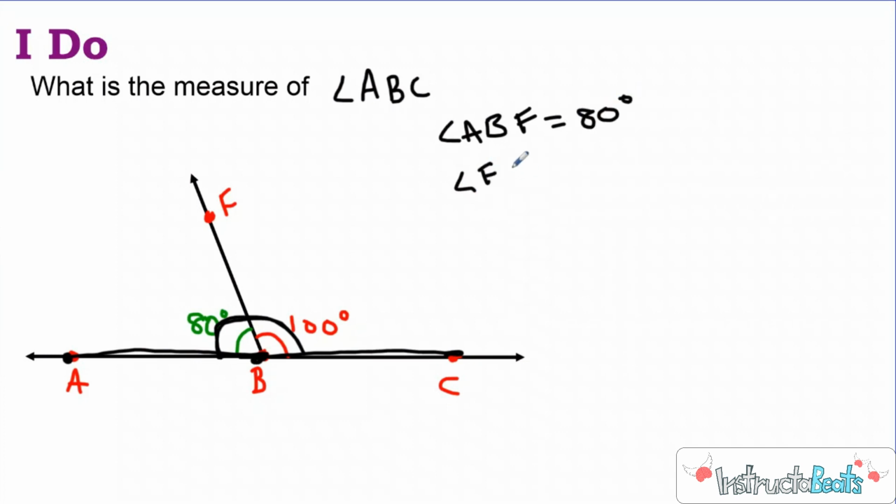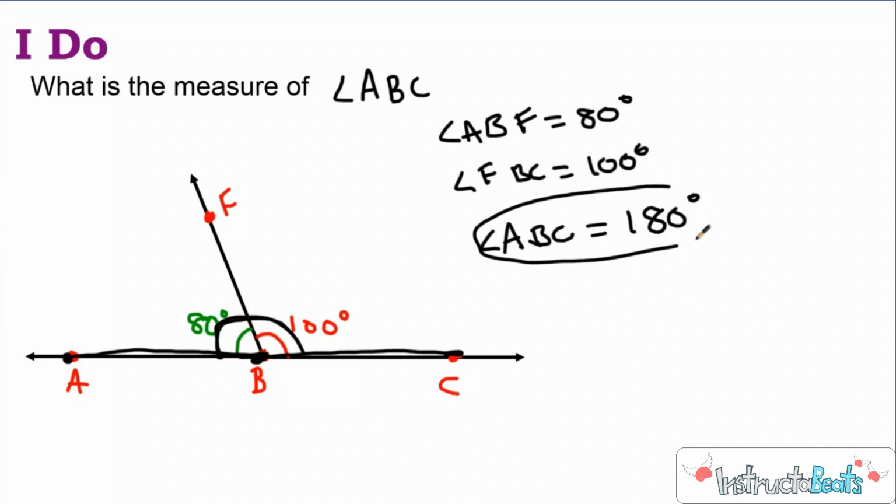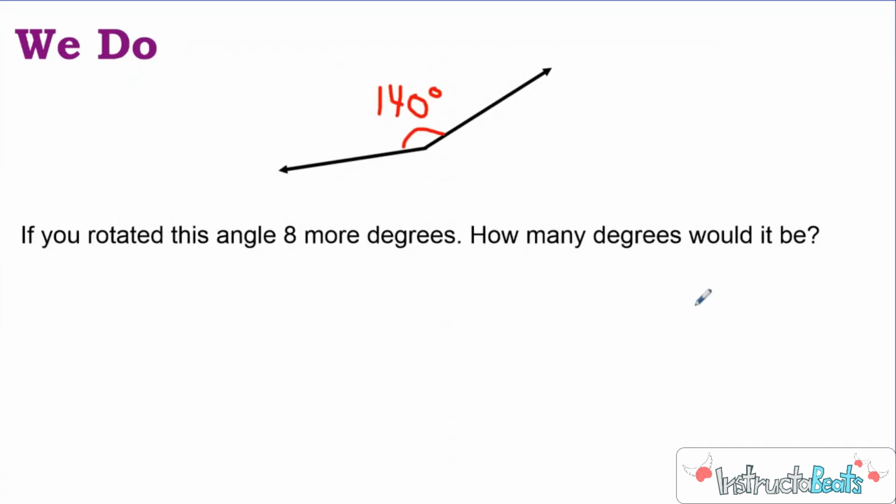Angle FBC is 100 degrees. So if we add up those two smaller parts, we add those together, angle ABC should be 180 degrees, which, as you know, makes this a straight angle. So sometimes they have the math like this and not a word problem, but either way, you add those fractions together. Let's take a look at a we do problem.